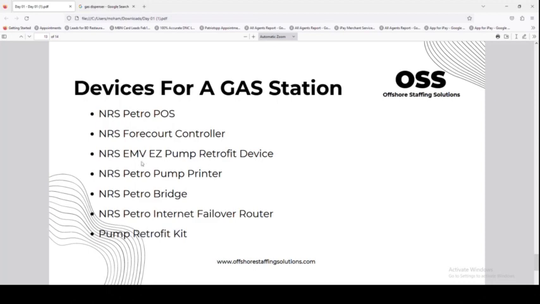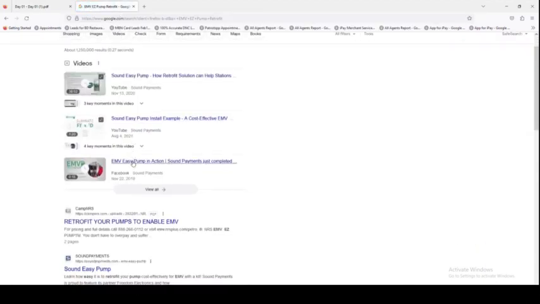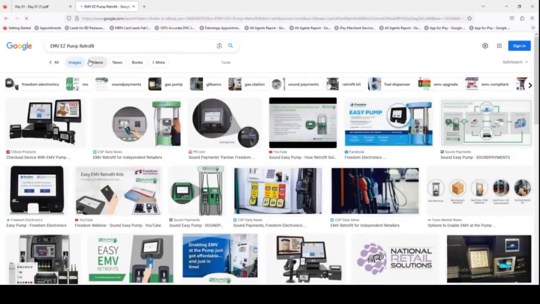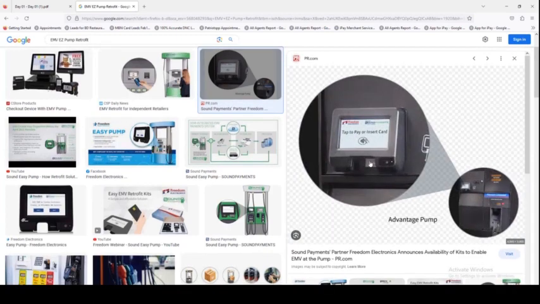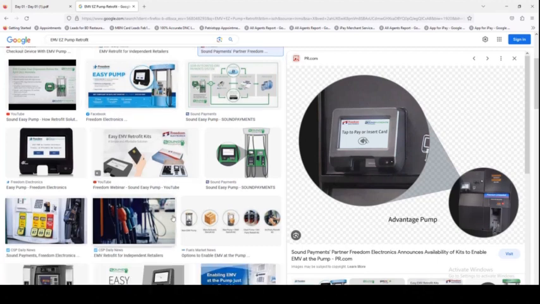Now, EMV easy pump retrofit. So if I copy it, if I paste it, you will see. Let's see in the image. Here we go. So this is how it looks. This is a credit card reader. It tells you tap to pay or insert the card. So you can insert the card right here. This is a little device that is attached to the gas pump, right? So you can pay with your credit card at the pump.